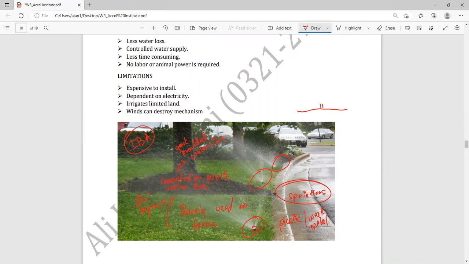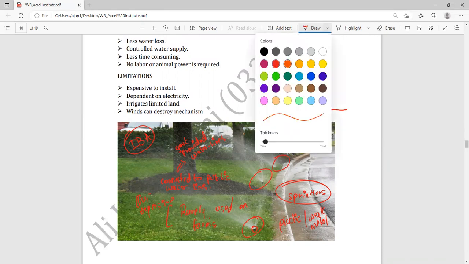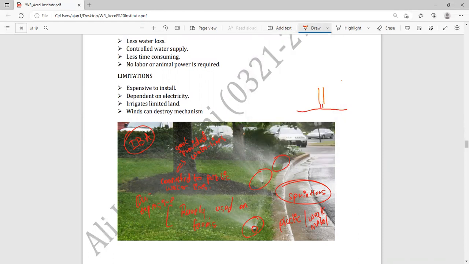There are certain sprinklers that rise on their own, that are mechanized, and they also rotate and spread water. But these versions are quite advanced, and in Pakistan we do not use them because they are very expensive, and this system actually depends on electricity. So there are certain limitations as well. These are expensive, depend on electricity, and winds can destroy the mechanism if they are made of weak materials.